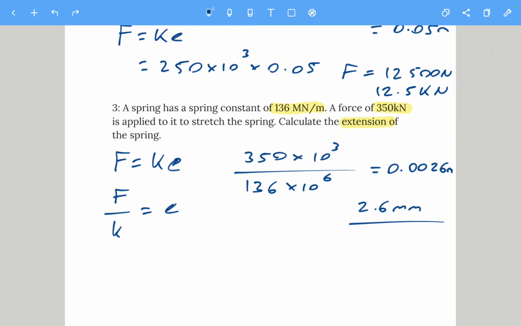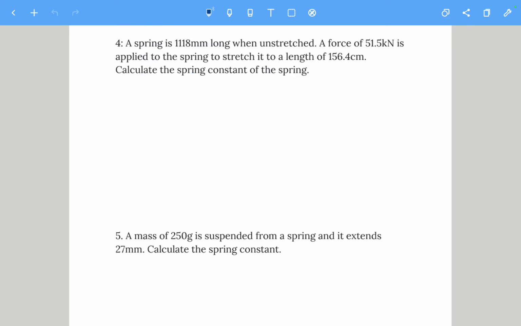Alright, let's do two more. Alright, here they are, if you want to do 4 and 5. And I'll take through the answers when you've done them. So on this one, a spring is 1,118 millimeters long when unstretched. A force of 51.5 kilonewtons is applied to the spring to stretch it to a length of 156.4 centimeters. Calculate the spring constant.